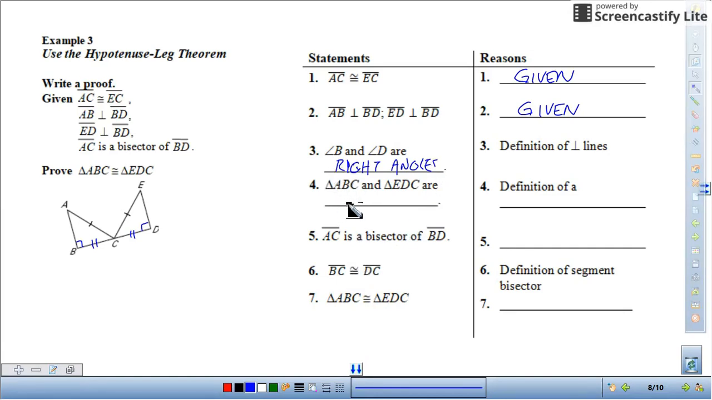Next statement is that triangle ABC and triangle EDC are blank, and that's the definition of a blank. So we have to try to think about what we're using here. We said that they were congruent. We said that lines are perpendicular. We said that those are right angles. So next logical step, if we know that they're right angles, what would that tell us about the triangles? Well, if these are right angles, that would tell us that these triangles have to be right triangles. And that is the definition of a right triangle.